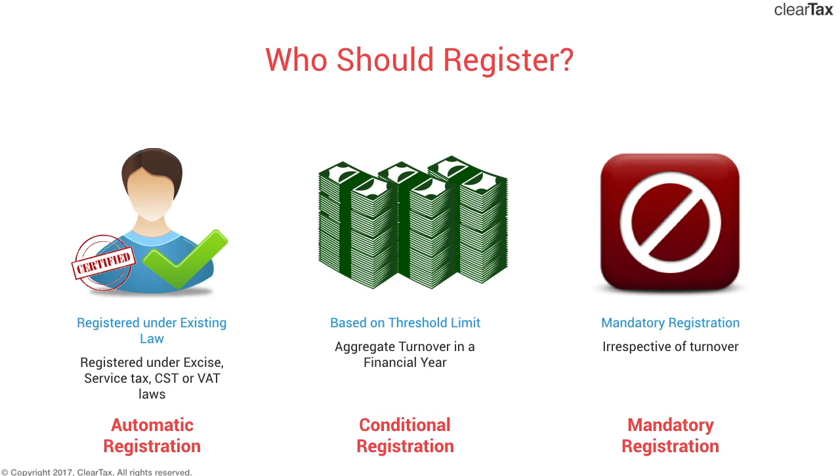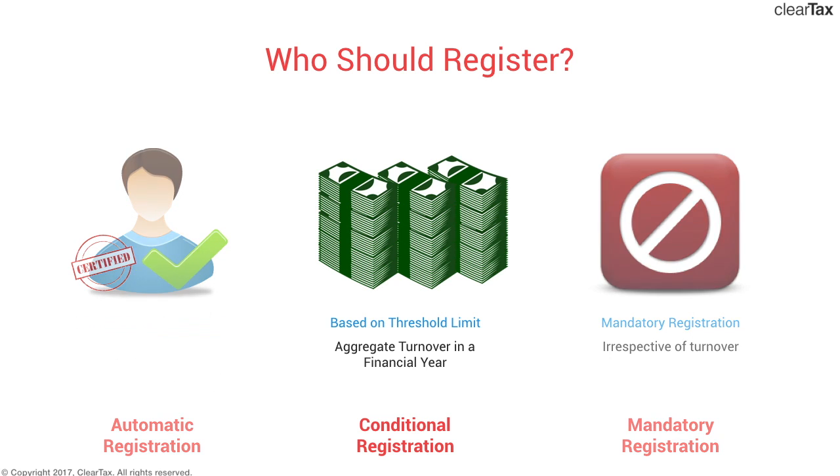So the first case is for every person who, on the day immediately before the GST comes into effect, is registered or holds a license under any of the earlier laws. So such people are liable to be registered, and in fact they'll be automatically registered under GST based on their PAN. They'll have to fill out only the enrollment form and not the application form, and therefore automatic registration for the first category. It's a simple, straightforward category.